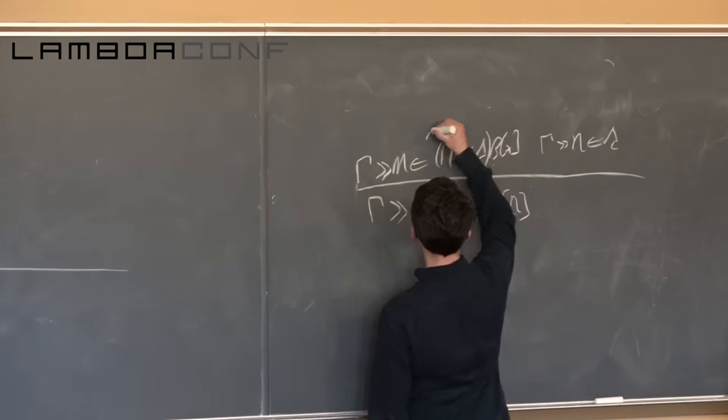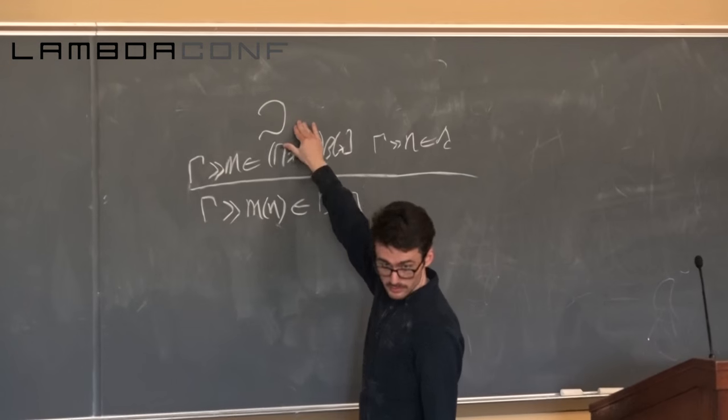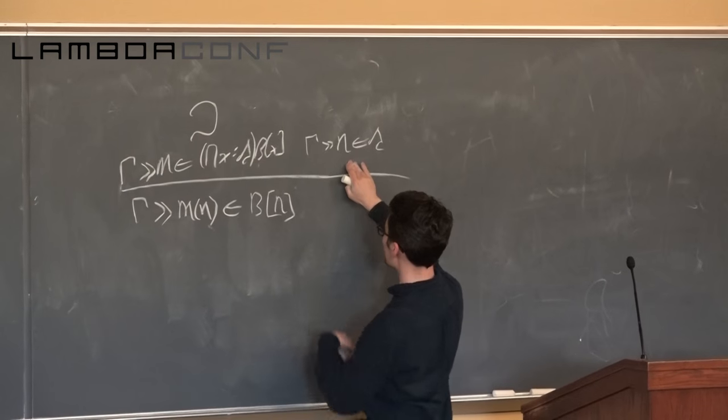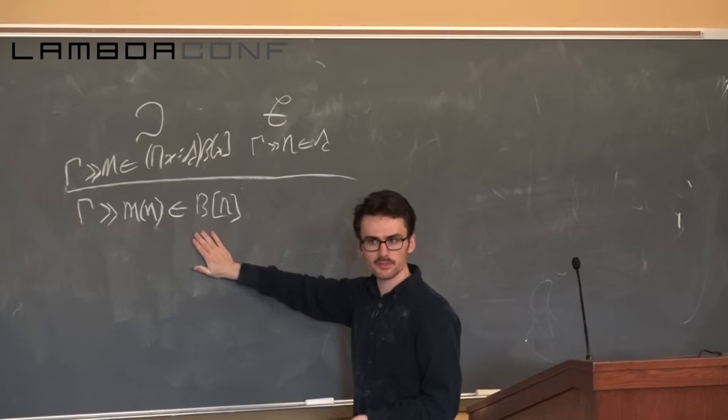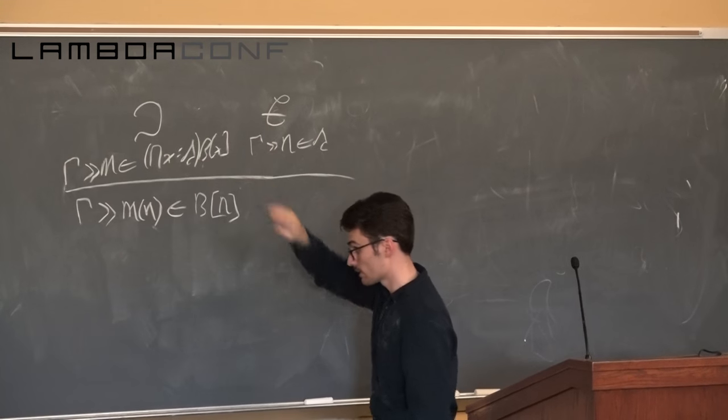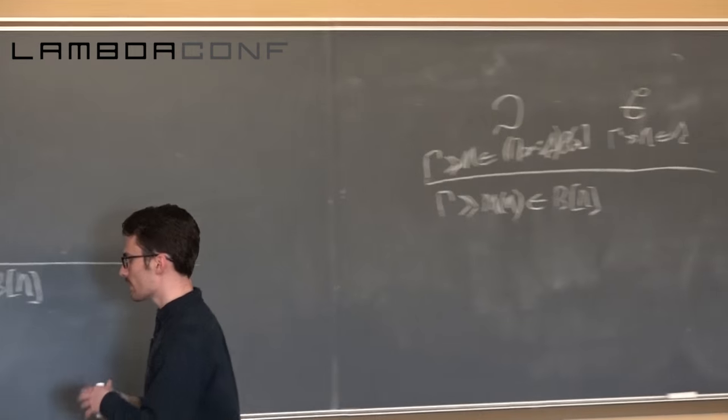I'm going to call this the evidence of this, I'm going to call it D. And I'm going to call the evidence of this premise E. And then we may define the evidence of this by structural induction on these bits of evidence. OK, so let's just see where we get.